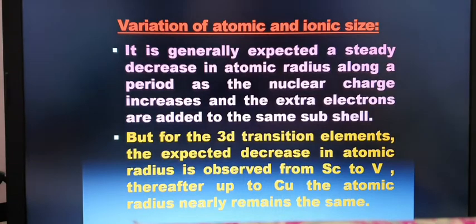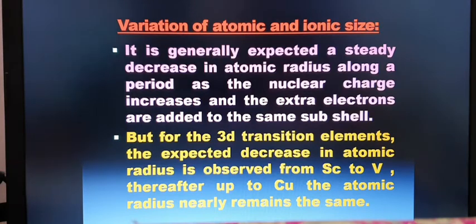It is generally expected a steady decrease in atomic radius along a period. When you move from left to right, the atomic radius decreases as the nuclear charge increases and the extra electrons are added to the same subshell, the d subshell. In the first transition series, the electrons are added in the 3d. In the second transition series, electrons are added in the 4d subshell and so on.